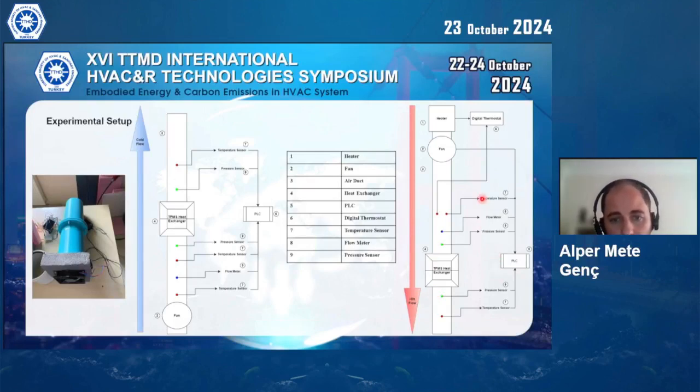Okay, then we have four temperature probes plus 1 more, and 5 ambient temperature probes, and we have two pressure sensors here. As you can see, we have two flow meters, and we have a PLC to read the temperature and the air flow rate values, and we have one heater and two fans.